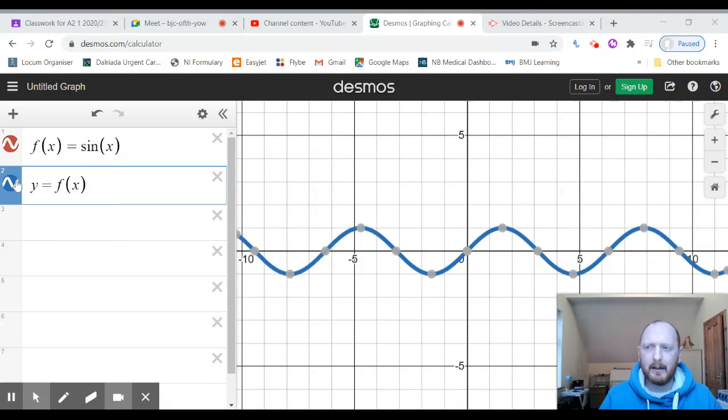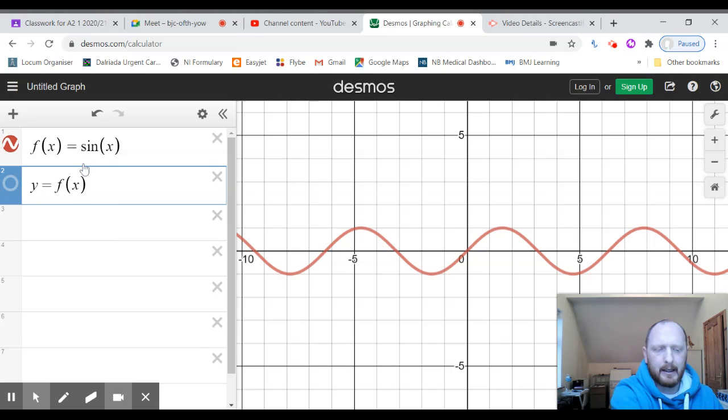Hi, in this video, we're going to look at the effect of negatives within transforming graphs. So we're going to be looking at the sin of minus x and the minus sin of x. If we start with the minus sin of x first of all, we've got the function sin x and we're putting a minus in front of it.